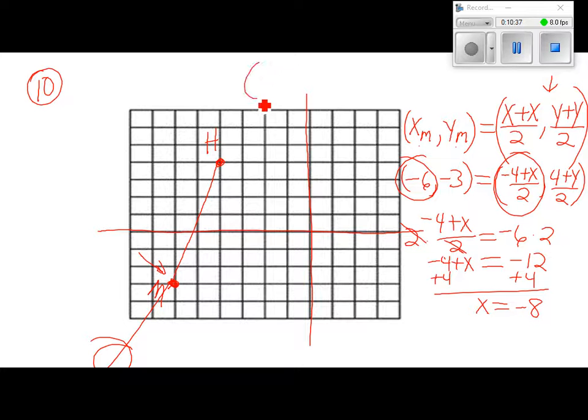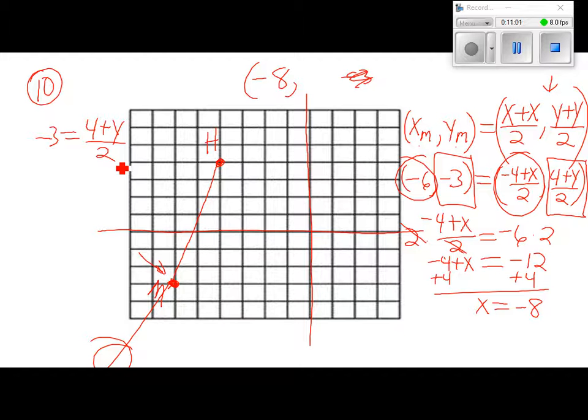So the x coordinate of the other endpoint that we're looking for is -8. Then we're going to do the same thing for the y's. We're going to take the -3 and set it equal to that y. Let's come way over here. -3 should equal 4 plus y divided by 2.